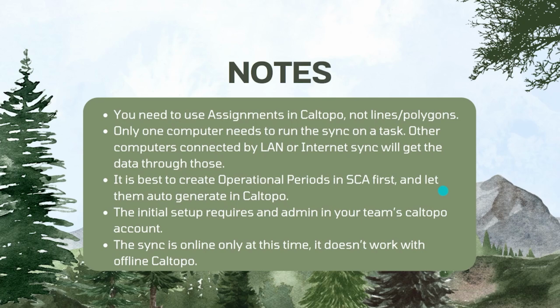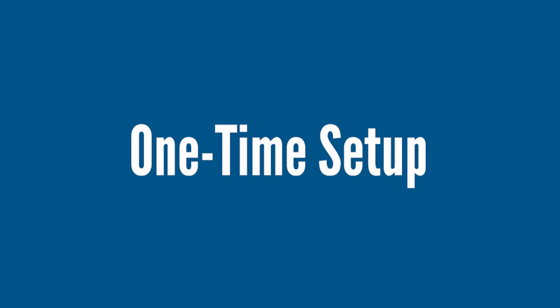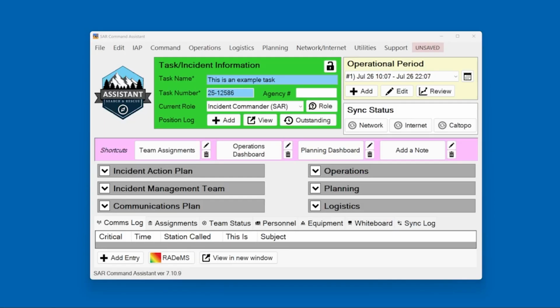So that is the high-level overview. I'm going to now switch to Caltopo and SCA Command Assist to do a little demo. All right, so first I'm going to show you just that initial setup for SCA Command Assist, connecting to Caltopo.